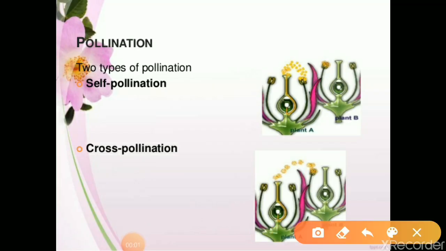Next we can learn what are the two types of pollination. There are two types of pollination we can see in a flower. They are first self pollination and second one is cross pollination. So these are the two types of pollination which we can see in a flower. Okay, one by one we can learn. First we can learn about self pollination.